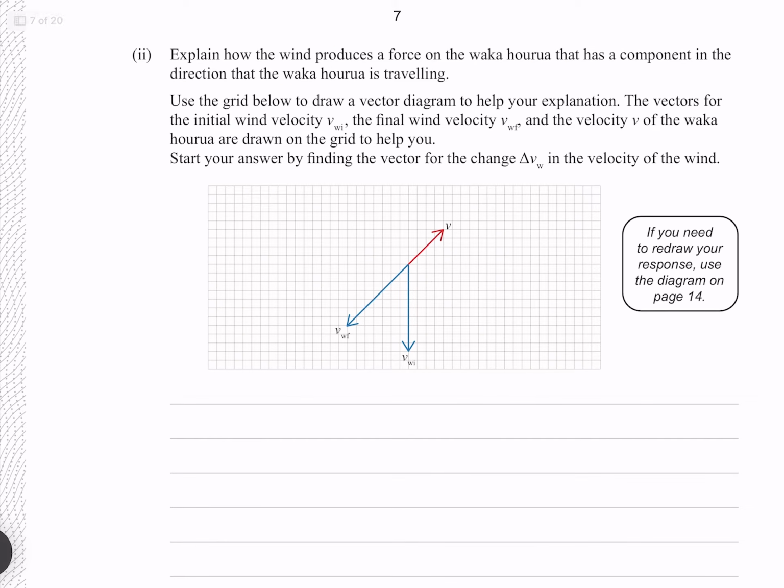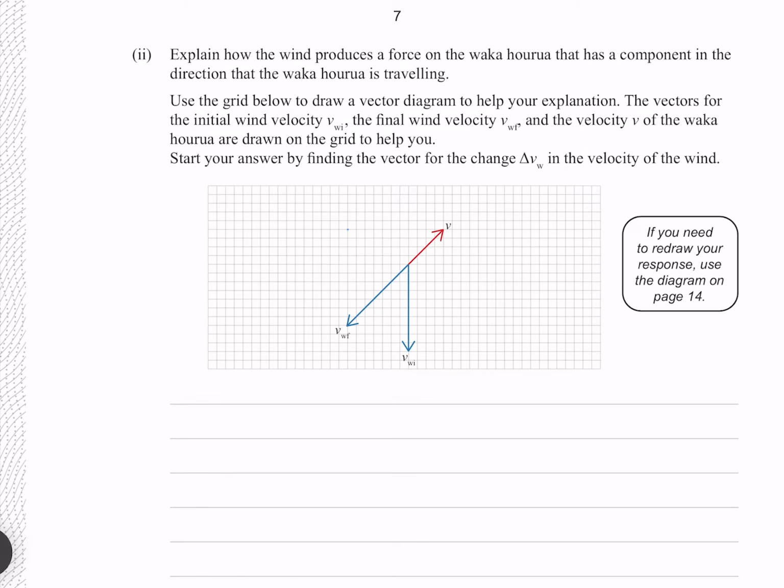Explain how the wind produces a force on the wakahaurua that has a component in the direction that the wakahaurua is travelling. Use the grid below to draw a vector diagram to help your explanation. The vectors for the initial wind velocity, the final wind velocity, and the velocity of the wakahaurua are drawn on the grid to help you. Start your answer by finding the vector for the change in the velocity of the wind. We can find the change by taking the final and subtracting the initial.